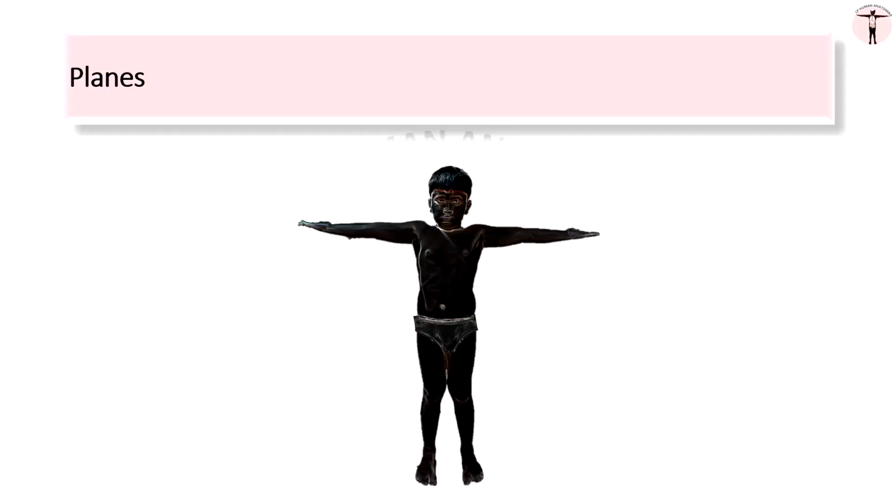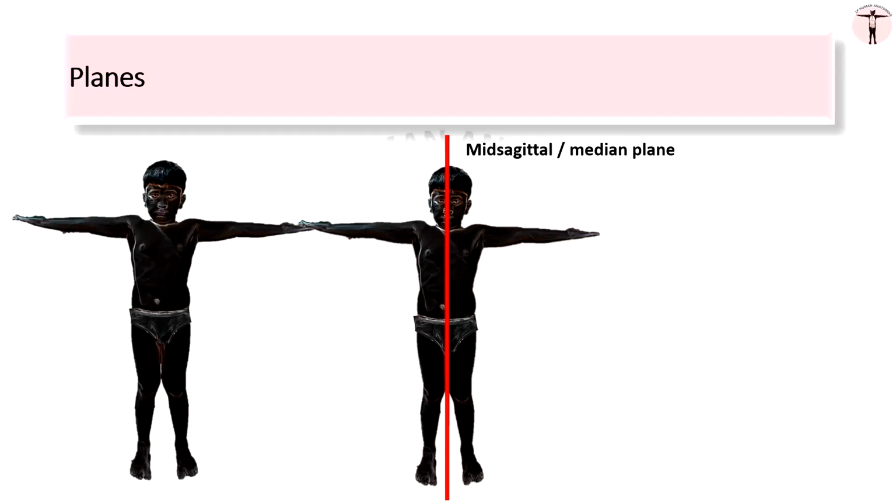A vertical plane passing through the center of the body, dividing it into two equal right and left longitudinal halves, is called the median or mid-sagittal plane. A plane parallel to the median or mid-sagittal plane is the sagittal plane. Any plane passing parallel to the median plane, dividing the body into two unequal longitudinal halves, is called the sagittal plane or parasagittal plane.